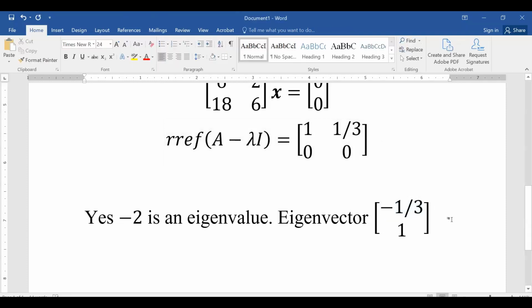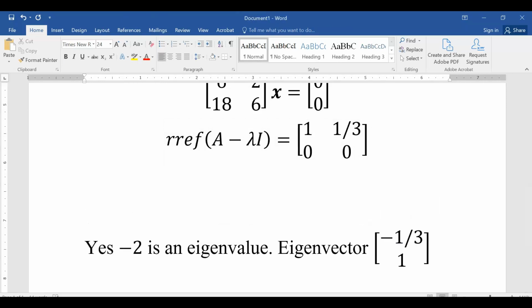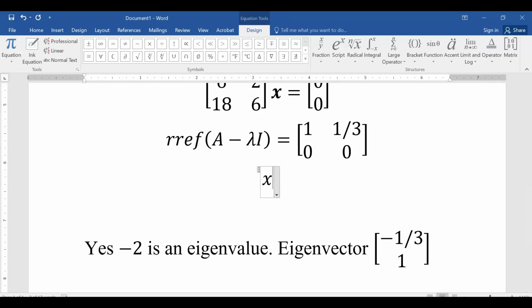All right, so there you go. So yes, -2 is an eigenvalue. Here is one eigenvector, and obviously any scalar multiple of that is also an eigenvector. If you chose a different value for your free variable, again my free variable is x2, you can just figure out what x1 has to be. All right, hopefully that all makes sense.